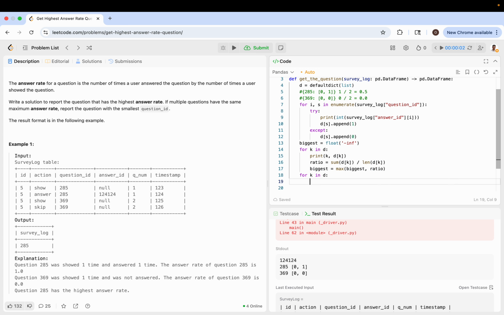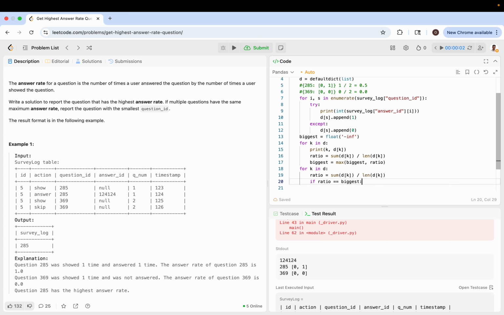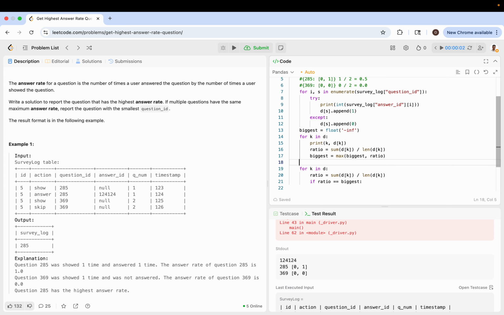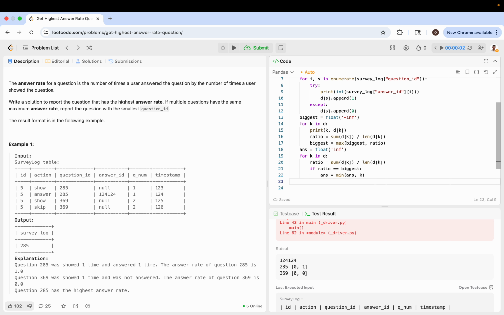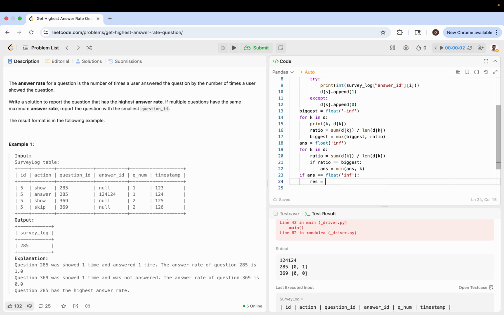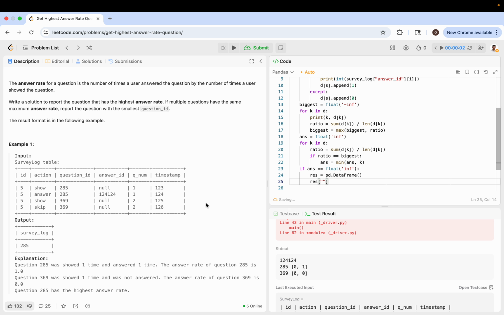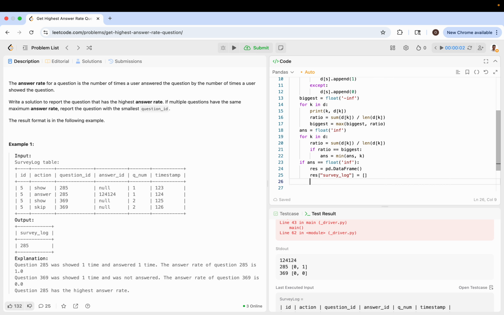And now let's iterate over one more time, and let's call this ratio sum of dk divided by length of dk. So if the current ratio is equal to the biggest ratio, then we know that we can potentially find an answer, because we want the smallest answer of that particular question ID that has the biggest ratio. That's it. So then we can just say if answer is equal to float of infinity, then we still want to declare a data frame, but the survey log is just going to be an empty array, and obviously we always want to return the result.